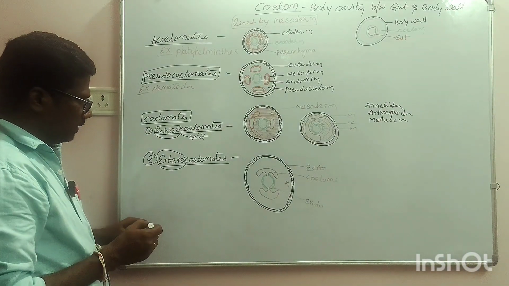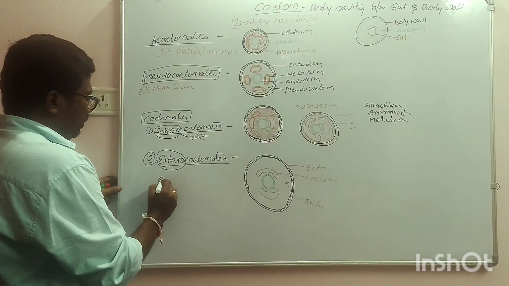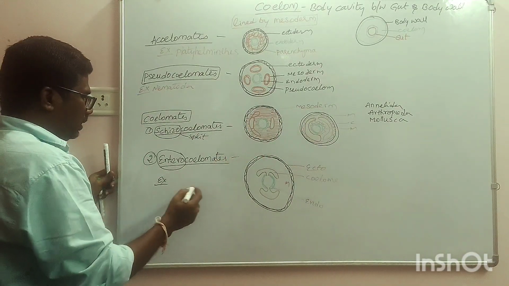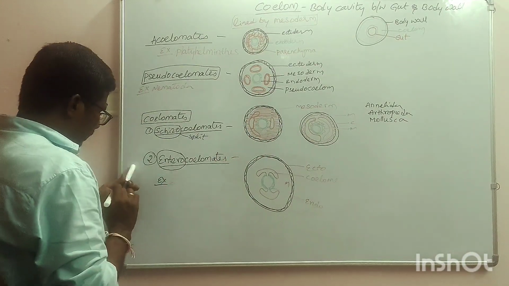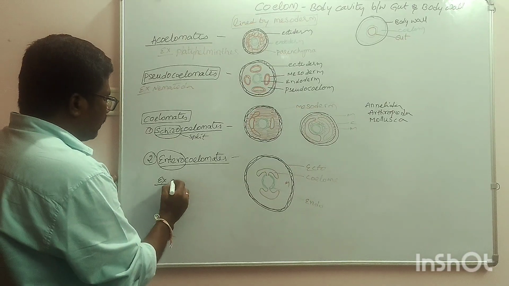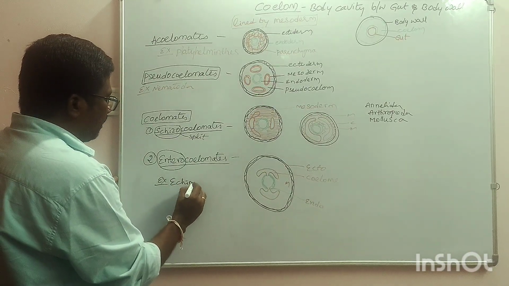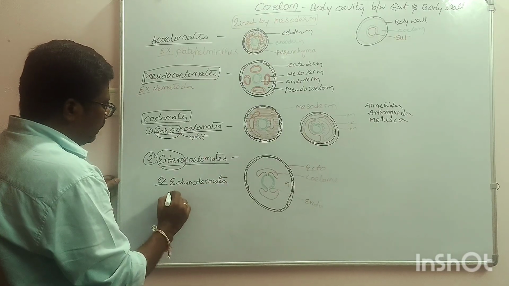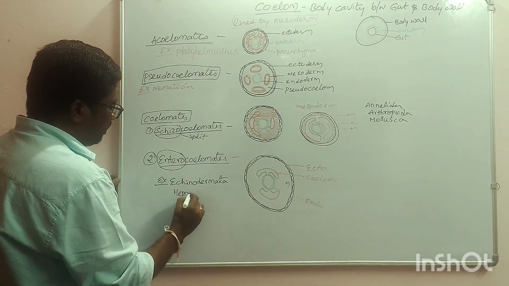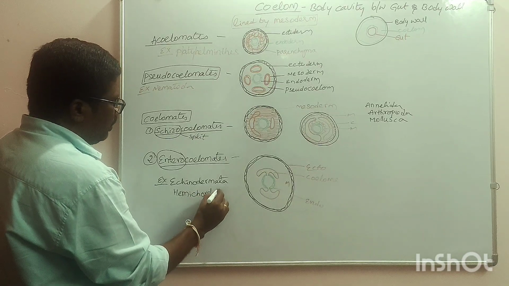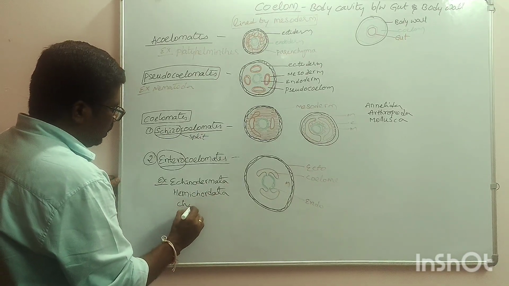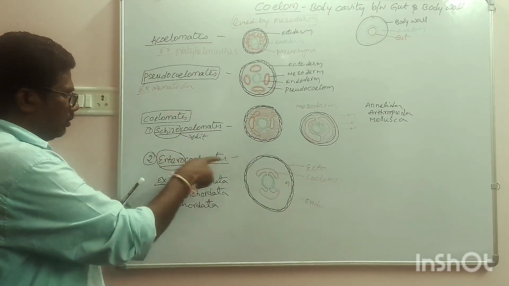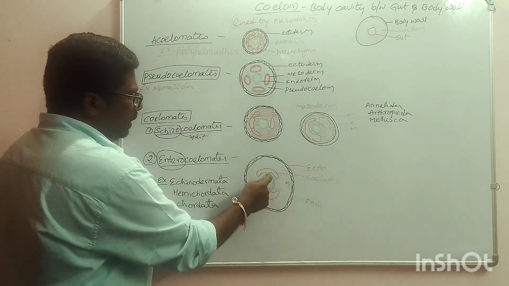And then examples for enterocoelomates are Echinodermata, Hemichordata and Chordata. These are the enterocoelomates, where coelom is formed from the gut.